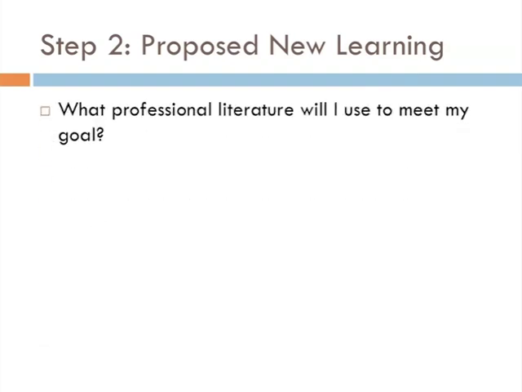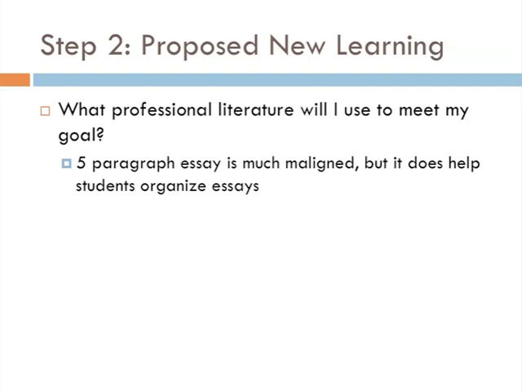And then, in a related question, what professional literature would I use to meet my goal? From reviewing a set of literature, I read several articles on the 5-paragraph essay in particular, and I realized that everyone likes to make fun of the 5-paragraph essay, that it's too rigid, it doesn't provide students enough flexibility, it inhibits creativity.